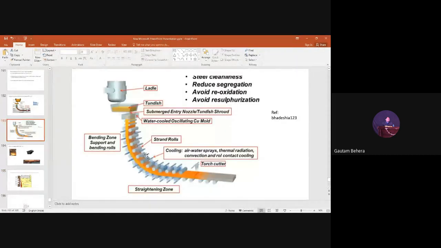In these conditions, you are spraying water and air. And another important point is written: this cooling is happening with the help of thermal radiation, due to convection effect, and due to roll contact cooling, because these are the rollers. Due to contact of this steel with the roller, some cooling is happening. So this is called roll contact cooling.